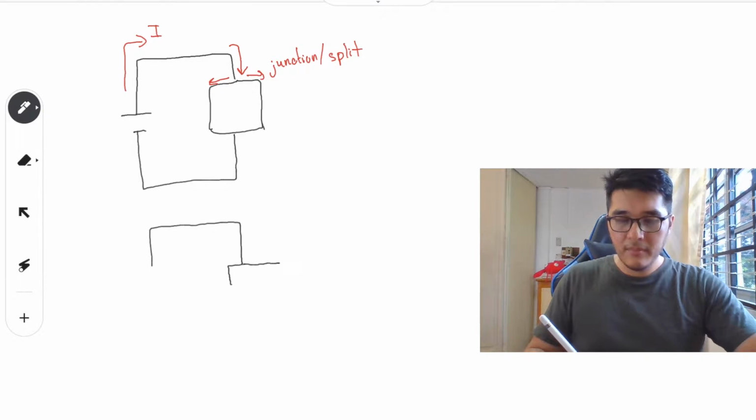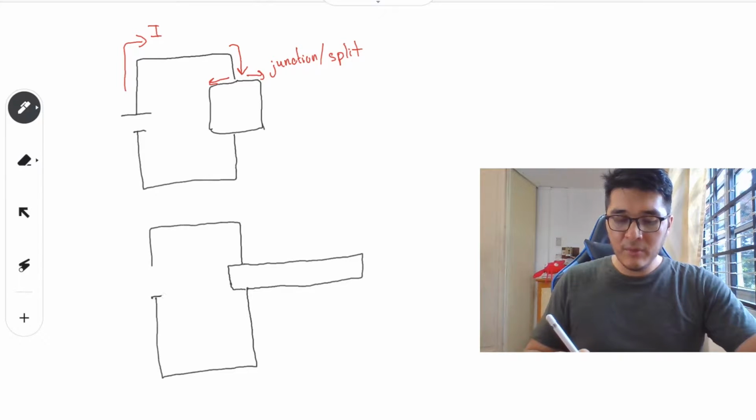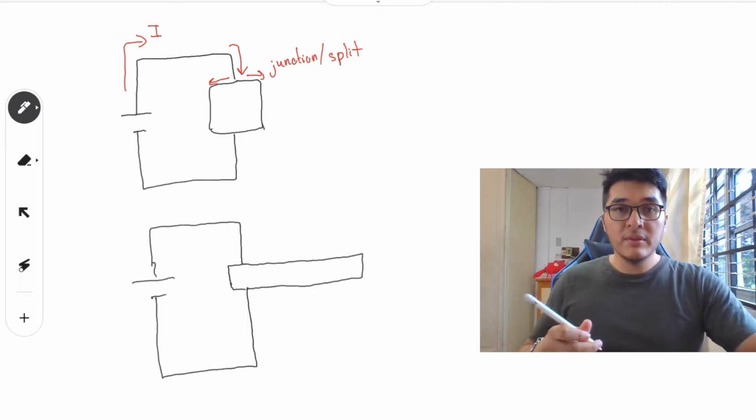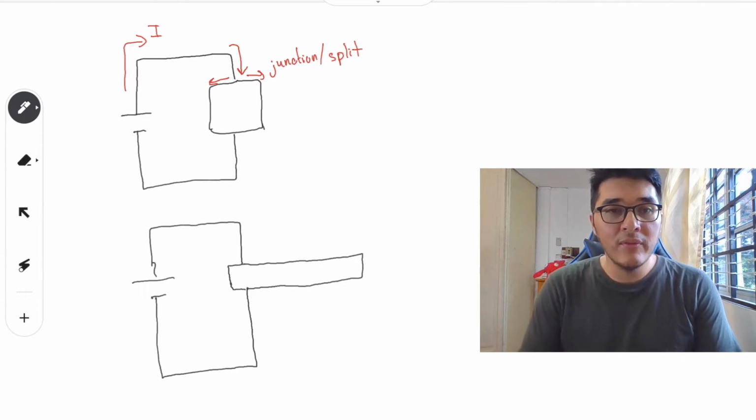Because assuming everything is exactly the same, it should be exactly even, no? Yeah, so there are cases where you could split the current and one side will be longer than the other. So current likes to follow the path of least resistance.